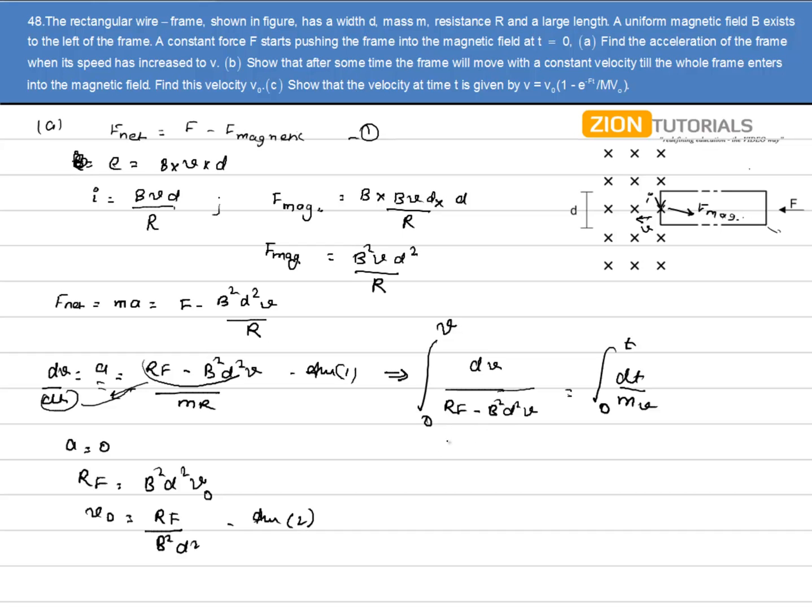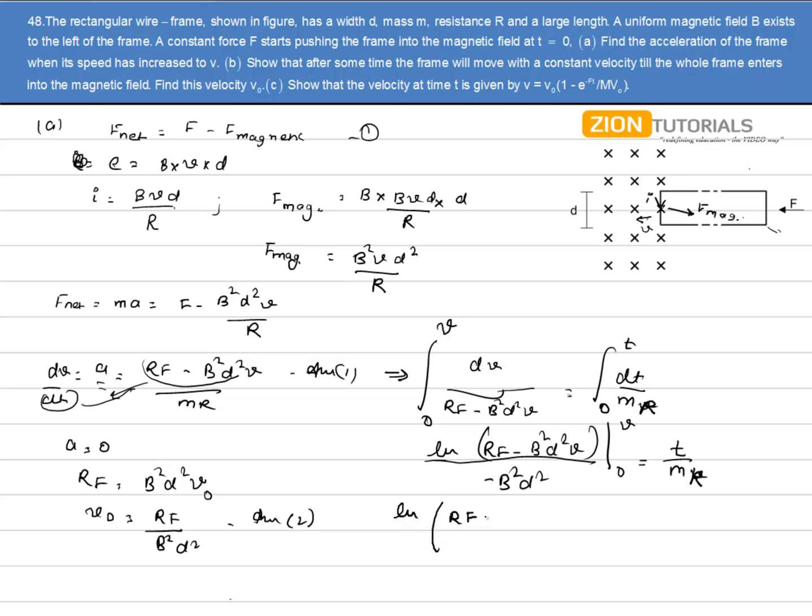Solving this integration, we get natural log of RF minus B square D square v, whole divided by minus B square D square, equals t by MR. The integral limit varies from 0 to v. This is my capital R, this is also my capital R. Fine. Substituting the limits, we have natural log of RF minus B square D square v divided by RF, equals minus B square D square t by MR.